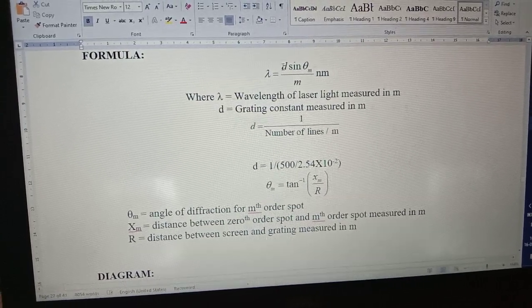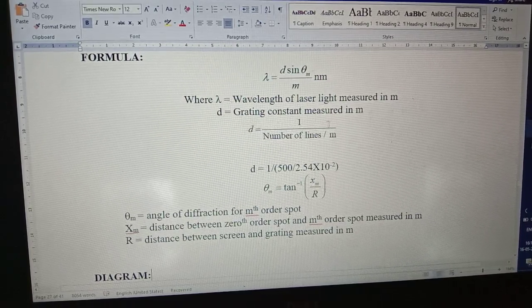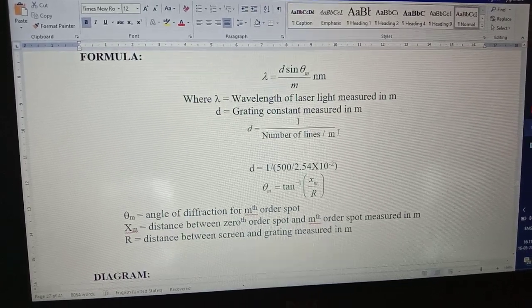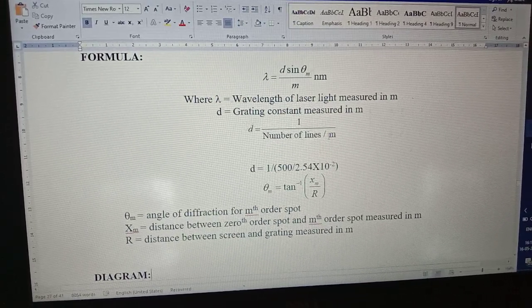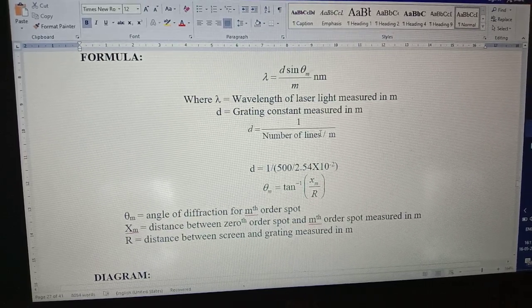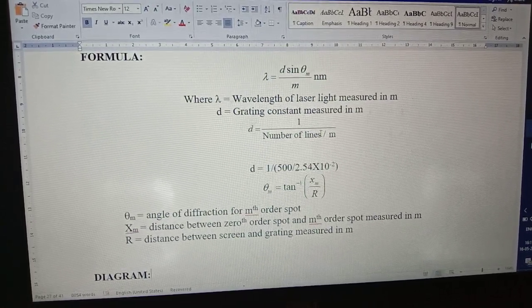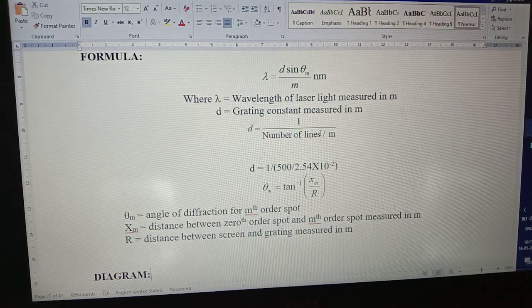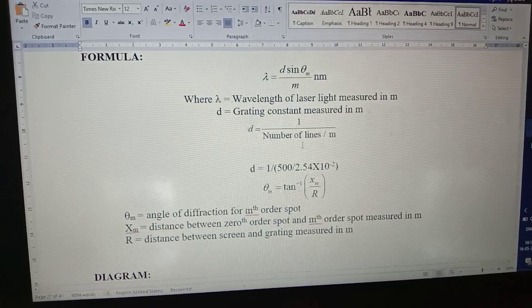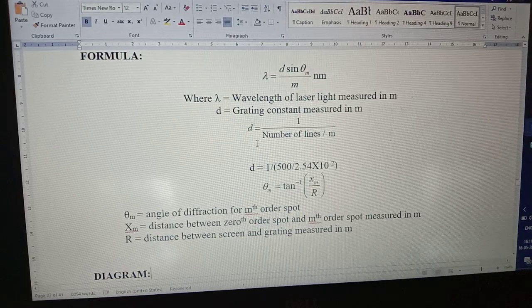D is called the grating constant. The grating constant can be measured with the simple formula D equal to 1 by the number of lines per meter, where the number of lines indicates the number of slits arranged parallelly in a given grating. The grating we use in our lab is marked 500 LPI. That means there are 500 lines per inch, which you must convert from per inch to per meter to get the exact value of D.